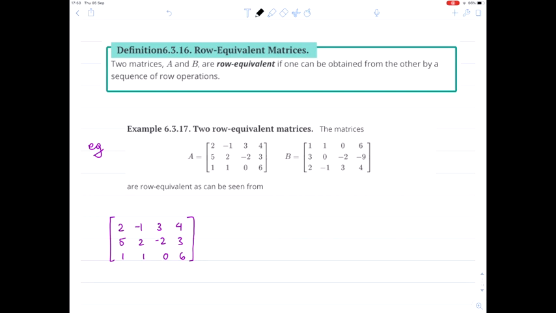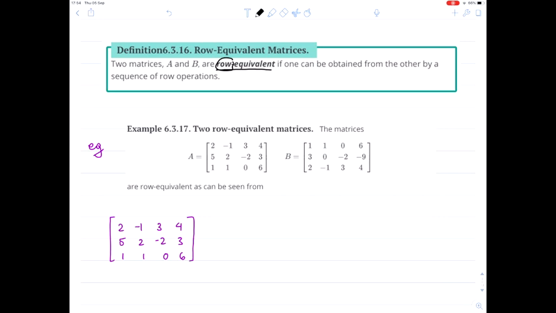So we are now going to call two matrices A and B row equivalent if one can be obtained from the other by a sequence of row operations. So we're being very careful here to say row equivalent, and it doesn't mean in any way that the matrices are the same, it just means that you can get from one to the other using a sequence of row operations.